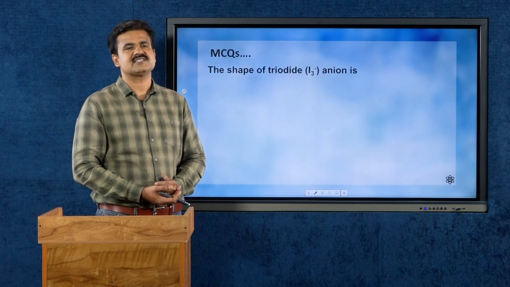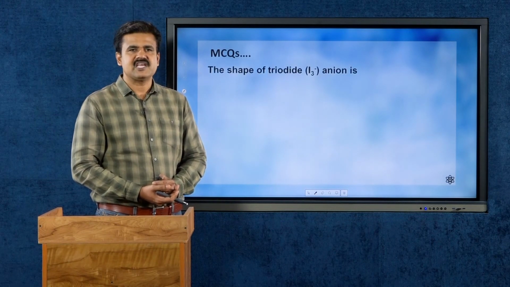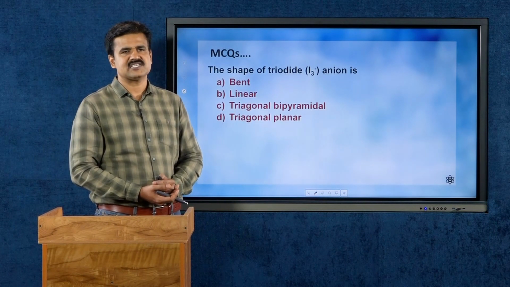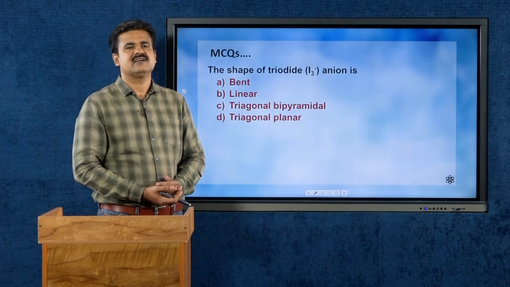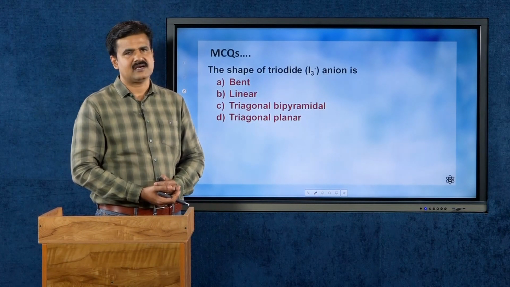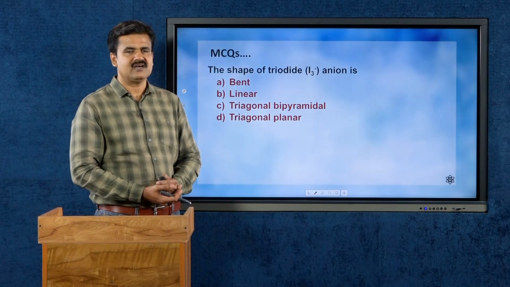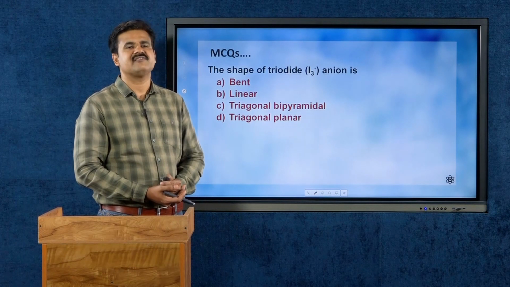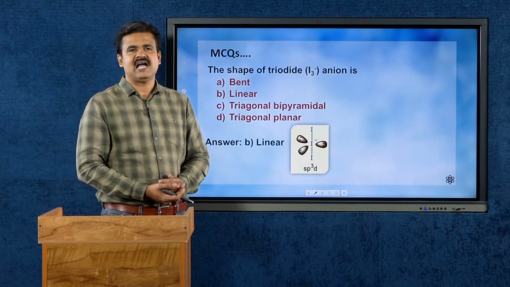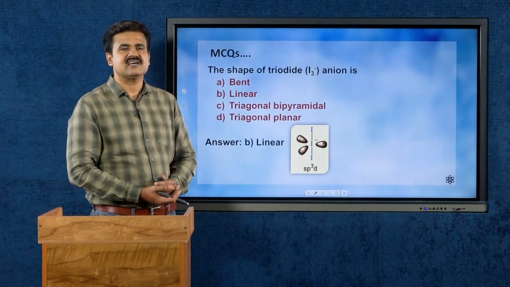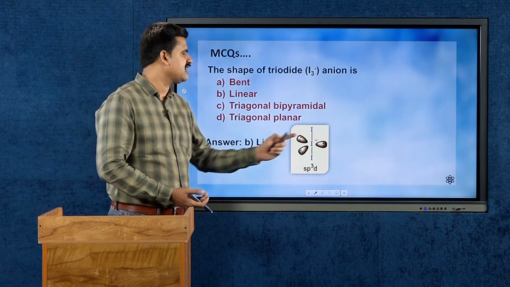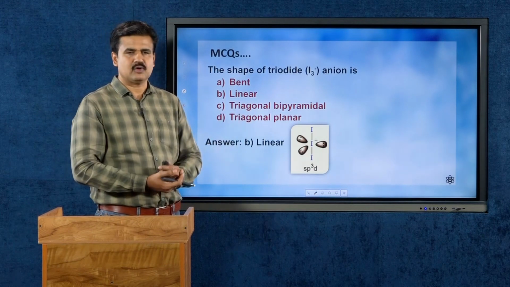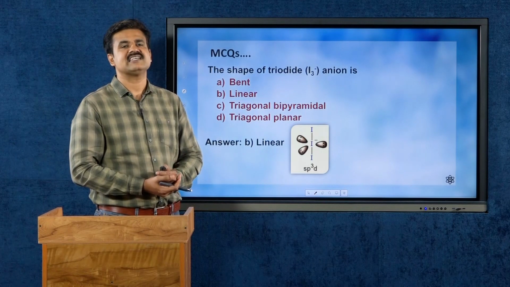This is the last MCQ of this unit. The shape of the triiodide anion is, these are the options: bent, linear, trigonal bipyramidal and trigonal planar. On careful analysis of the molecular formula and on evaluating the hybridization, geometry and shape, you can arrive at the conclusion that this I3 minus anion is a linear shaped species. Here there is a central atom iodine and 2 iodine atoms are arranged at the axial positions. There are 3 lone pairs. Excluding the lone pairs, you will get a linear shape.